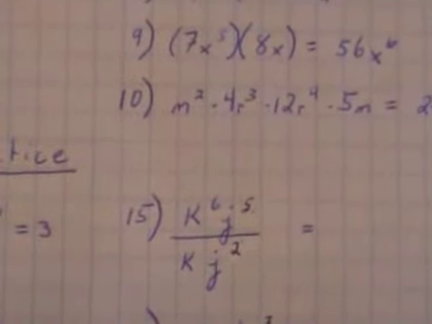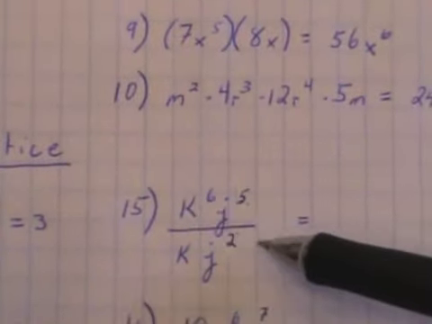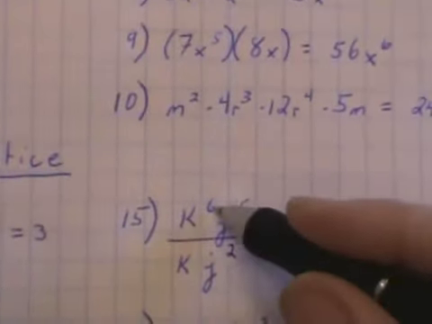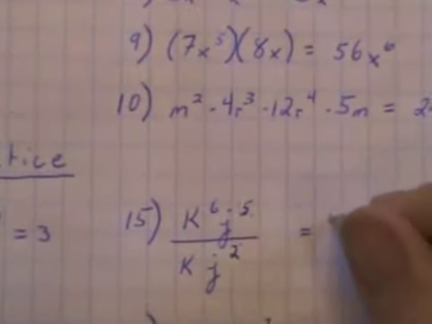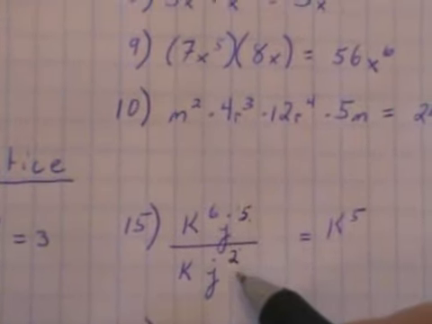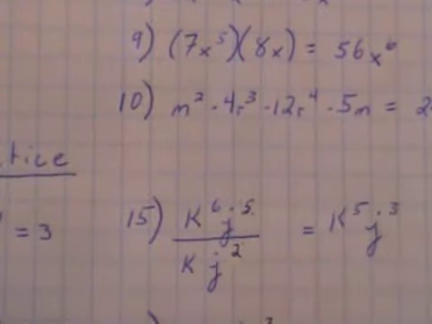Here's a fun one. k's with the same base, j's with the same base. What can you do to simplify that? Well, 6 minus 1 is going to give us k to the 5th. 5 minus 2 is going to give us j to the 3rd.